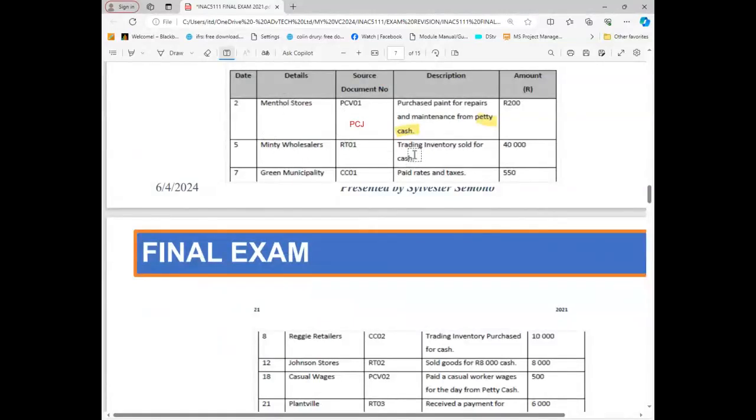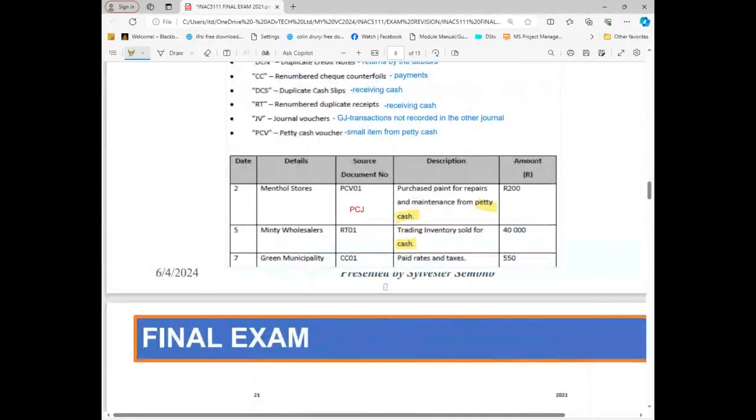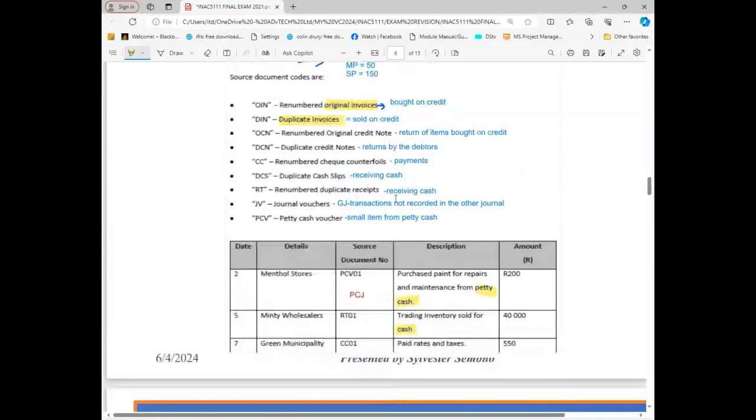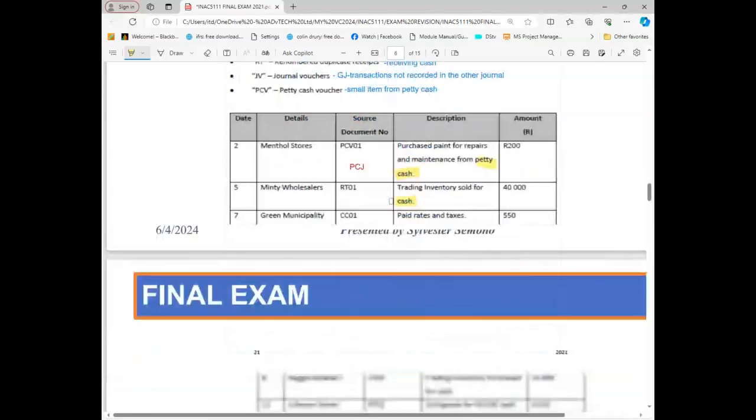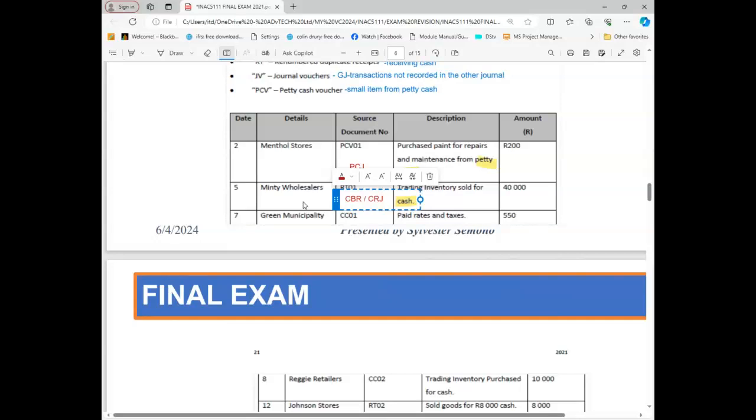On the 5th, you can see trading stock sold for cash. Again, here they were very specific. We know that when we sell for cash, we always go to the CBR or CRJ. You can even go and check RT there. RT stands for receipts. So receipts will always go to the CBR. So I'm going to come here and write, we go to the CBR, and some of you know it as CRJ. One and the same thing. Okay, we are just identifying for now.